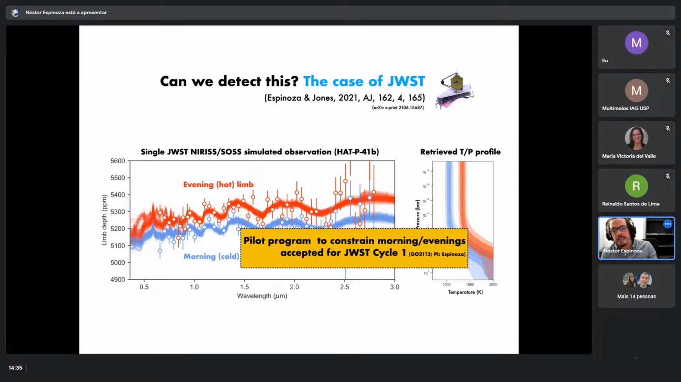We actually have a pilot program to constrain this in JWST, in cycle 1 JWST. We have a proposal accepted. It's going to be observed next year. So keep your eyes tuned for that beautiful spectra that we're going to be able to get with that.